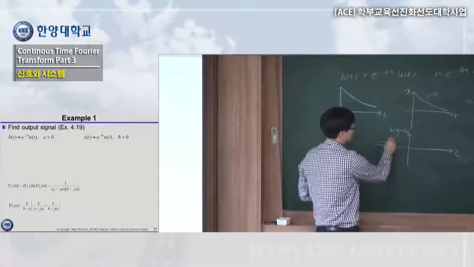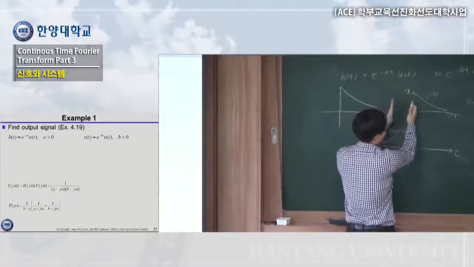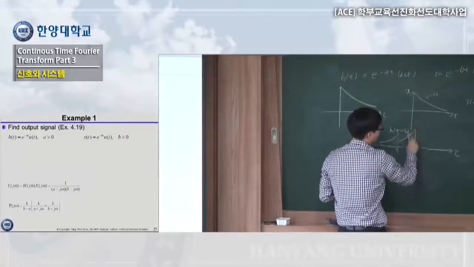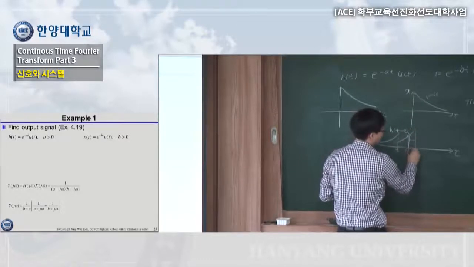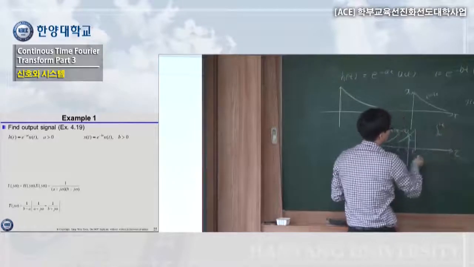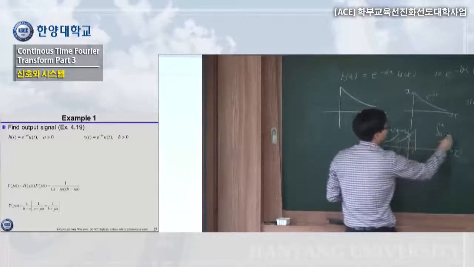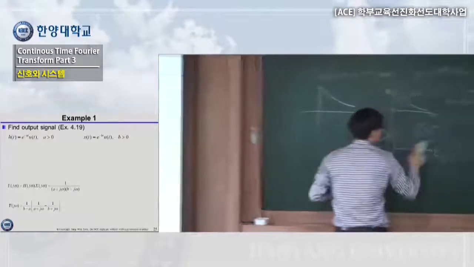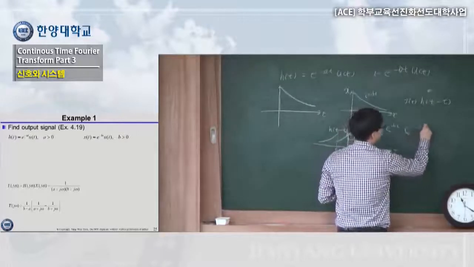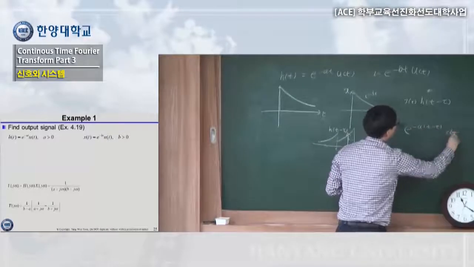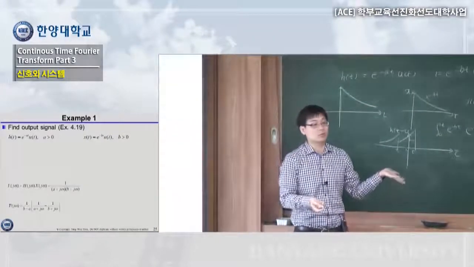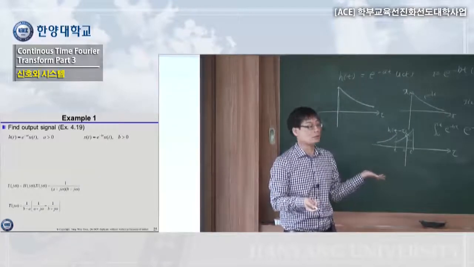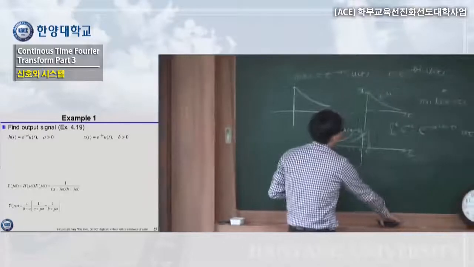And then let's start from the lowest case, where nothing overlaps. Now from here we begin to overlap, and let's calculate the overlapping area from 0 to t. So from 0 to t, we calculate e to the minus b tau times e to the minus a (t minus tau), d tau, and calculate. This is doing the convolution, right? So you can do that. There's nothing wrong.